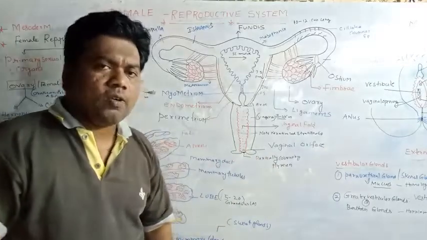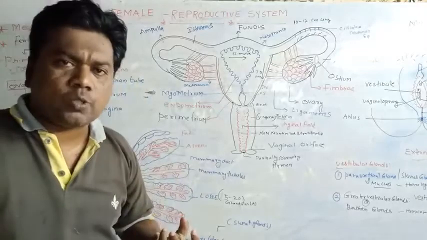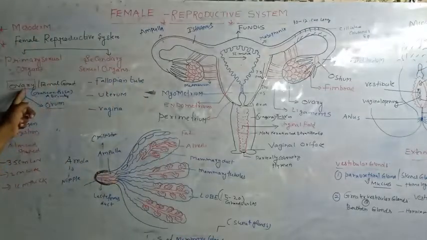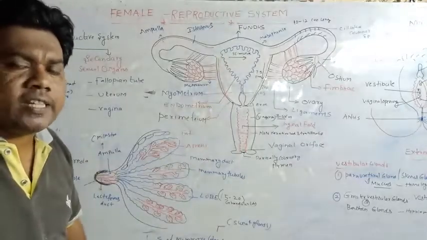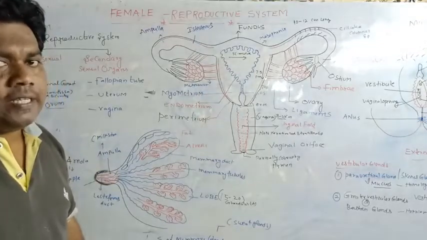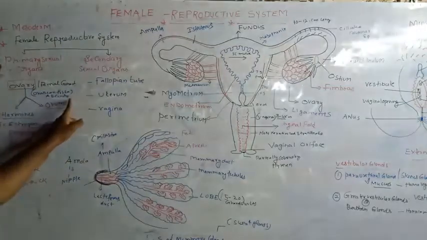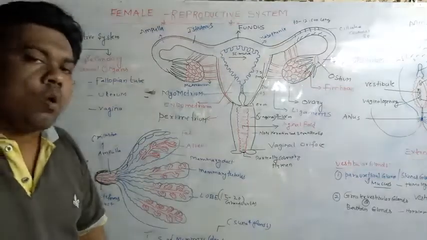The ovary is also known as the female gonad. This female gonad is located in the abdominal cavity. Ovaries are located in a depression, and that depression is called the ovarian fossa.